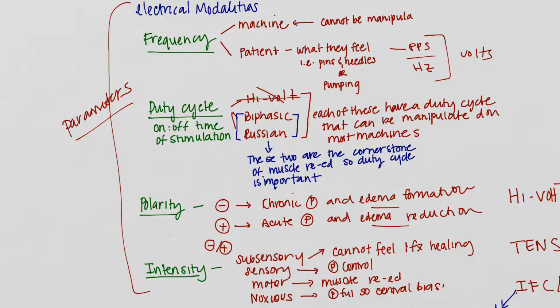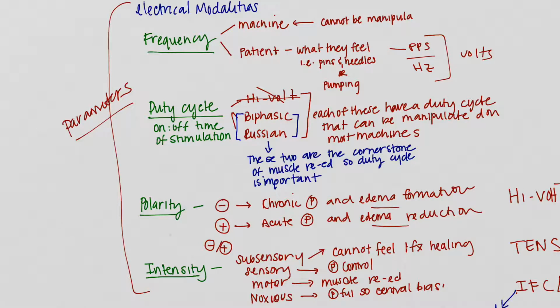What we know about the duty cycle in particular is that it's the cornerstone of muscle re-education. So the duty cycle is going to be important to creating strength gains after post-op or after surgery, after lengthy immobilization, right? So the duty cycle is something we want to manipulate if the goal is to improve strength gains following surgical intervention, following long immobilization.